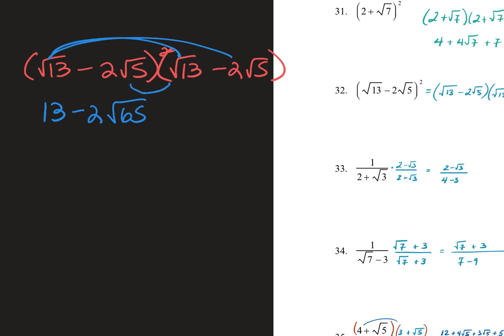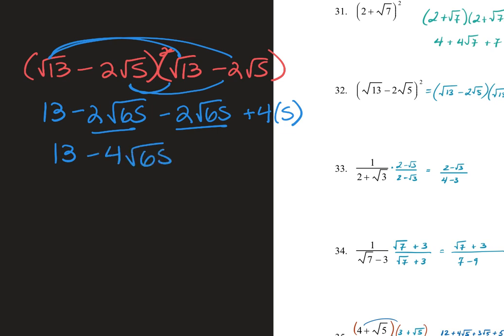Negative 2 root 5 times root 13 is negative 2. There's that square root 5 and square root 13 again, so this is square root 65. And last, negative 2 times negative 2 is going to give me a positive 4. Root 5 times root 5 is just 5. So I have 13. These are like terms because they both have the square root of 65. So this becomes minus 4 square root 65.